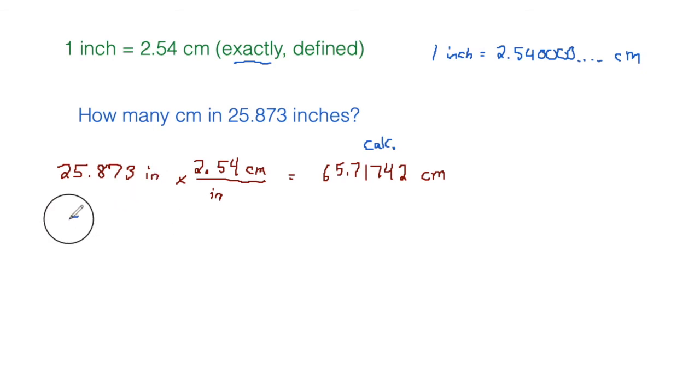Our measurement has 5 significant digits. This exact relationship has an infinite number of significant digits. So we want something with 5 significant digits. 1, 2, 3, 4, 5. The 4 is not large enough to bump up the 7.